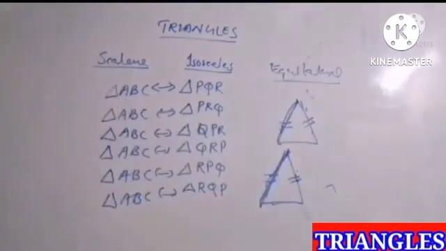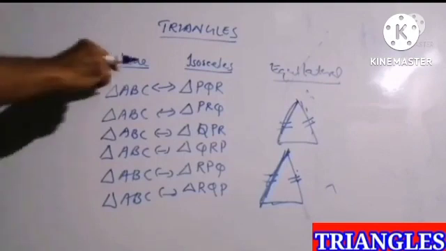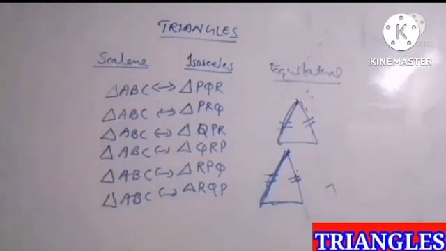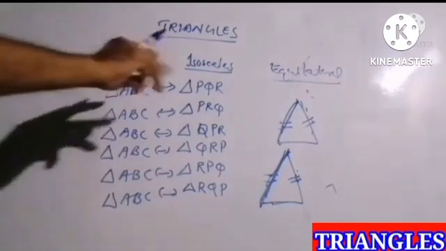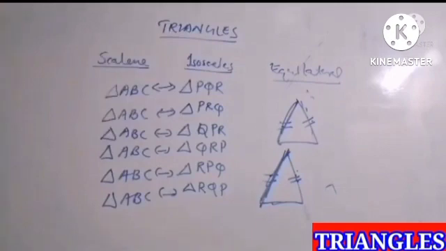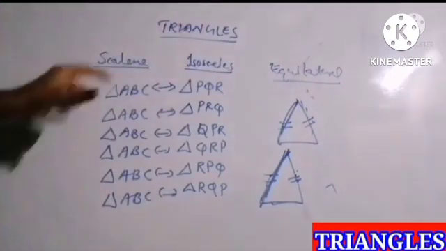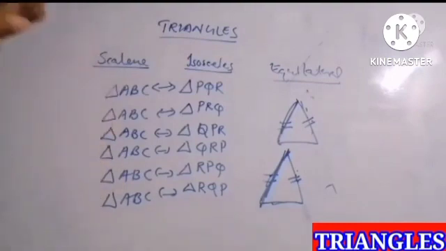What about in a scalene triangle? Among scalene triangles, there is only one correspondence. The maximum correspondence is only 1 between 2 triangles. So when 2 scalene triangles are congruent, only one of these will be matched. Okay, not more than 1. In isosceles, 2 can be there. Among equilateral, maximum 6. That is for an equilateral triangle.